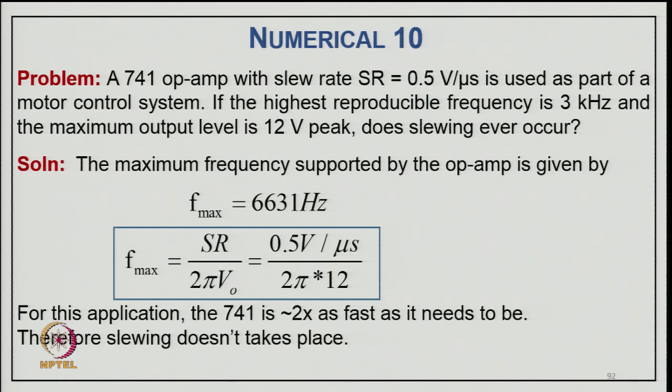So, the maximum frequency supported by the operational amplifier is F max equal to 663.1 hertz because of the limitation of slew rate, and F max will be slew rate upon 2 pi V 0. So, putting the value 0.5 volt per microsecond into 2 pi into 12. So, for this application 741 is 2 x as fast as it needs to be. Therefore, slew rate limiting does not take place.